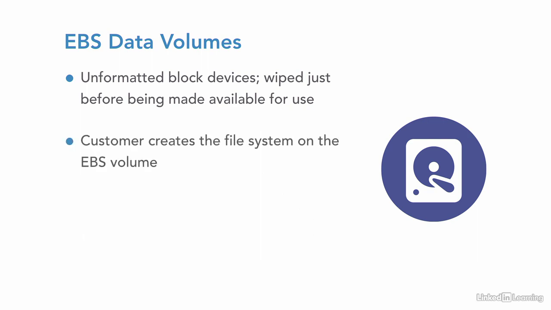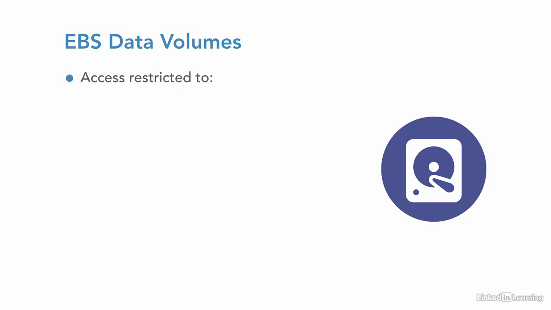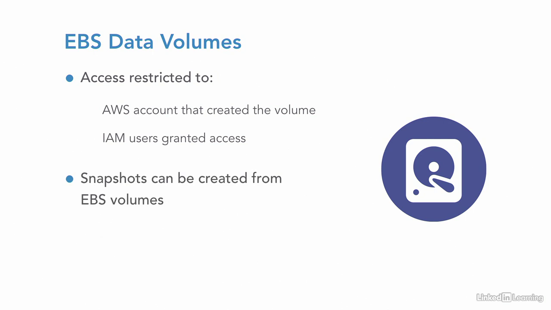The customer decides the file system to be created on the EBS volume. That's either Windows or Linux. And the access to this service when creating the file system is going to be restricted to the AWS account that ordered that EBS volume and the users, the IAM users that have been granted access. Remember, if you don't have access, you don't get to use the service. An additional level of protection of anything that I create on an EBS volume is that I can create a snapshot, a copy of the records, and that is stored in another location, specifically in S3 storage.